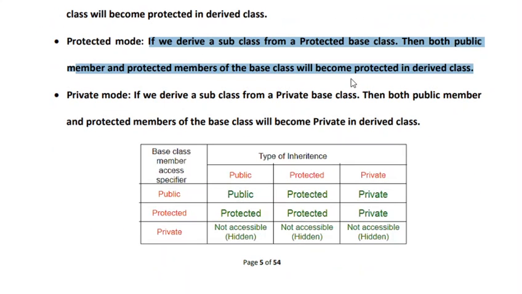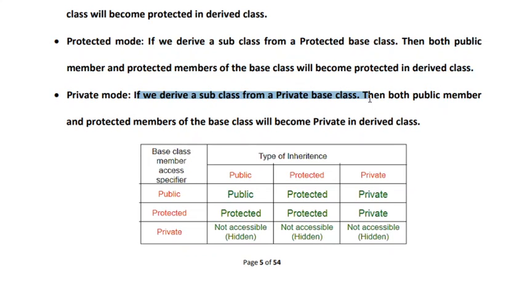Now the third mode of inheritance is called private mode of inheritance. If we derive a subclass from a private base class, then both public and protected members of the base class will become private in the derived class. So these are the three important modes of inheritance: public mode, protected mode, and private mode of inheritance.